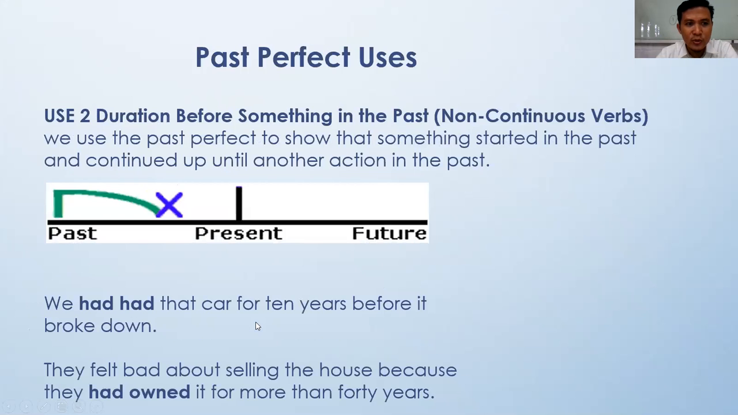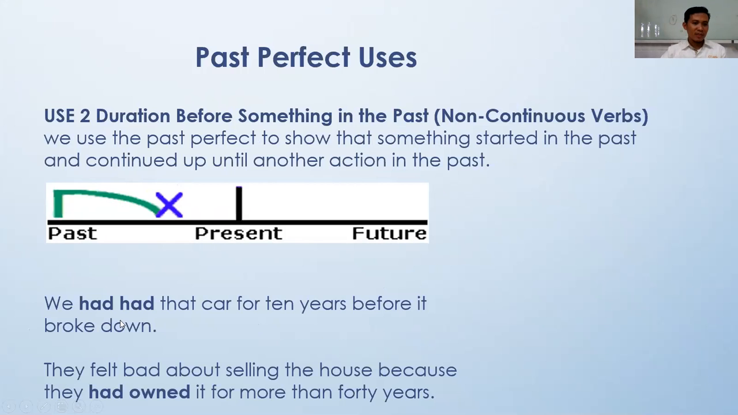Okay, and then the second use is duration before something in the past. We use the past perfect tense to show that something started in the past and continued up until another action in the past. It's like a duration. It still continued until another action in the past. Ada durasinya dia, ada masanya, ada durasi. So here, the duration here, still in the past, yeah.